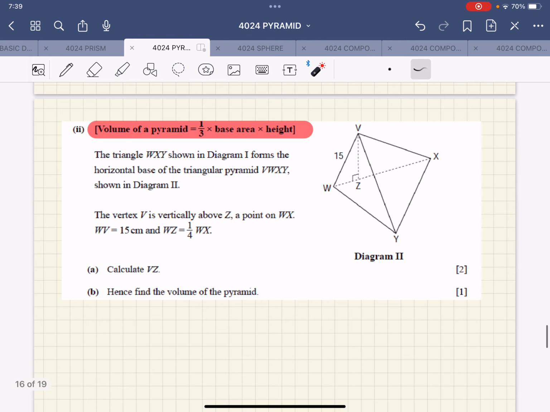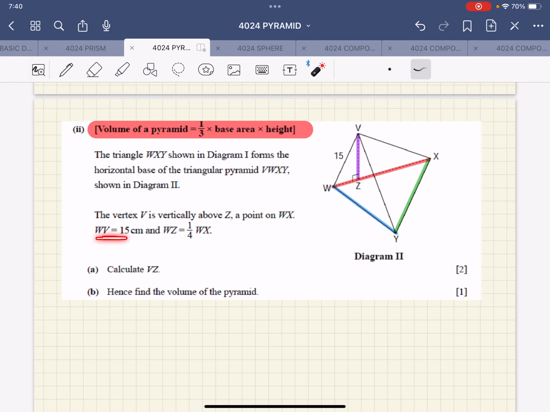So we have WX, let me label it in the same manner, WX and WY, and the third one was XY. So I'm using the same color as before. This forms the base, and the perpendicular height, I'm labeling it in purple color, that's the perpendicular height. Now it's a pyramid. The vertex is vertically above Z on WX. So Z is on this line WX.